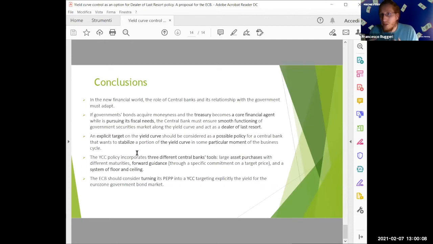So it will not be so difficult, at least technically speaking, for the European Central Bank to turn the PEPP into a yield curve control target, explicitly putting a floor for the price of sovereign government bonds in the Eurozone. So we'll finish here. Thank you.